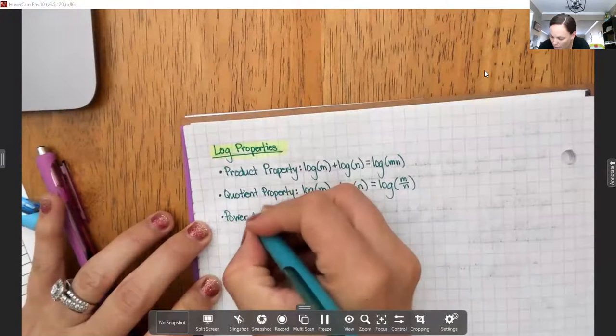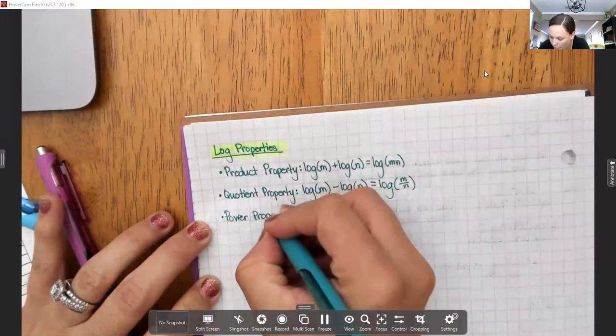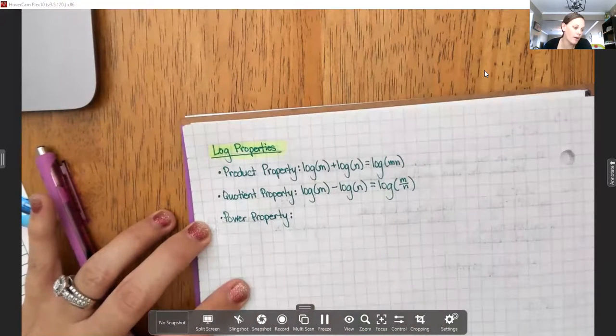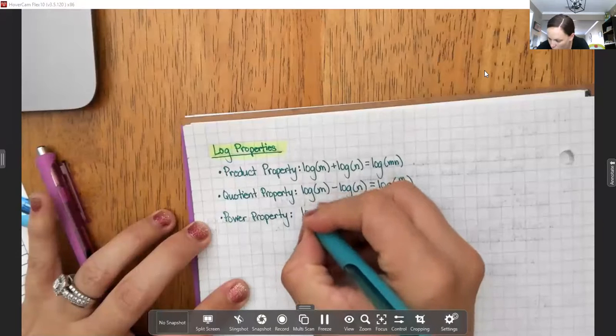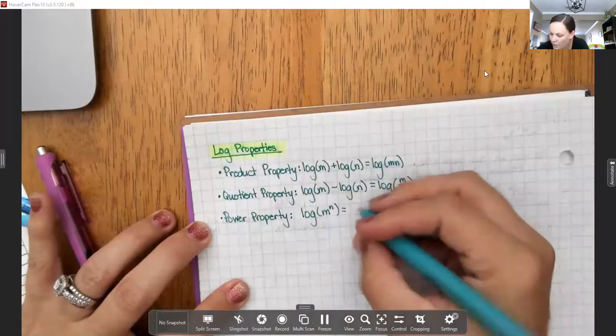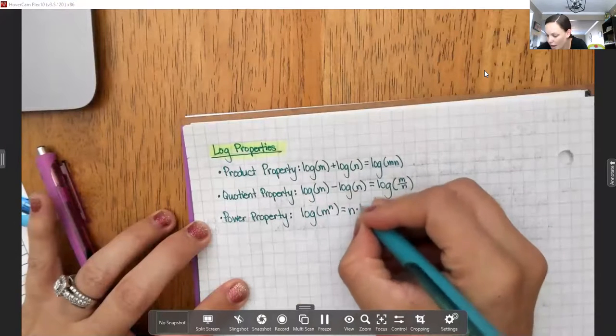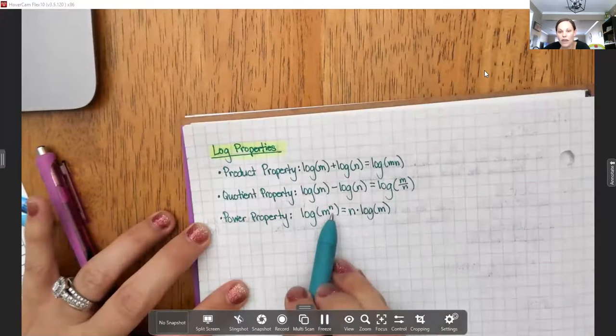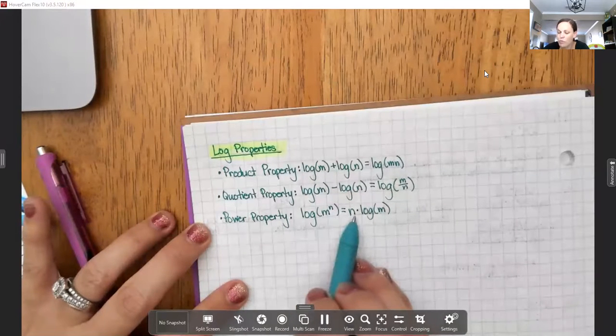We did the power property earlier, which is log of m to the power of n is equal to n times log of m. Whatever the exponent was, we can just bring that in front and multiply by it.